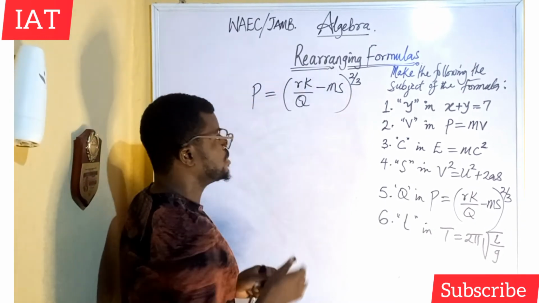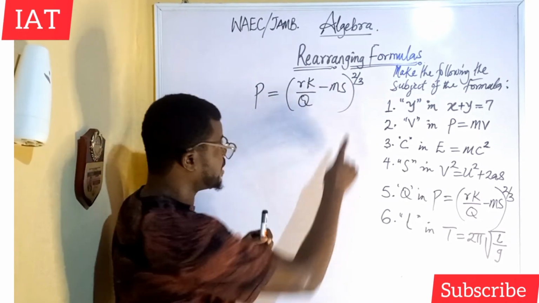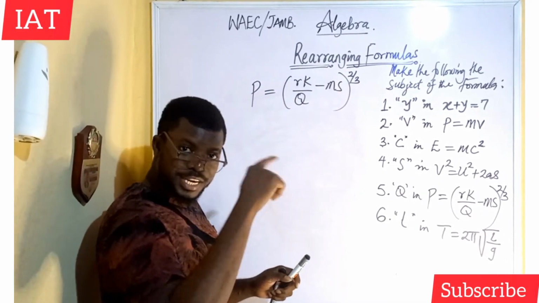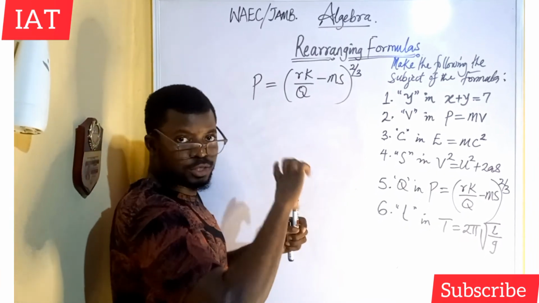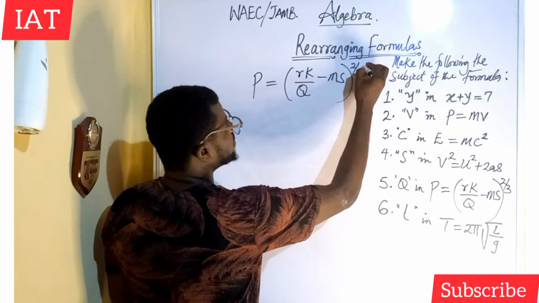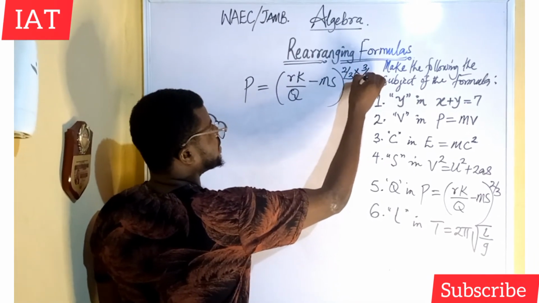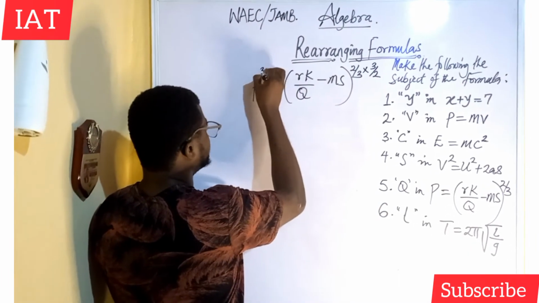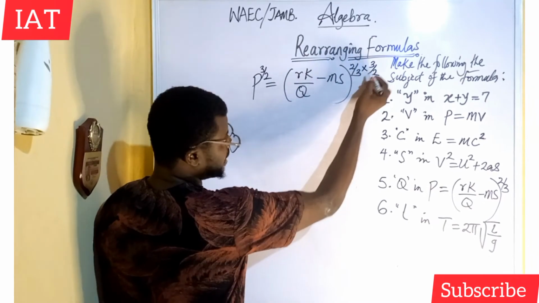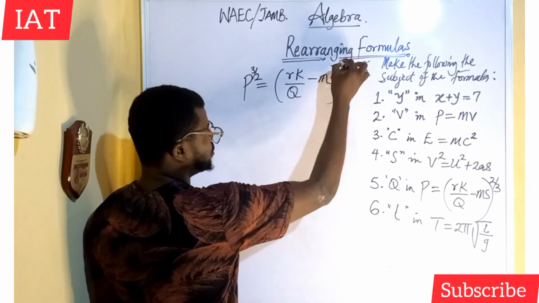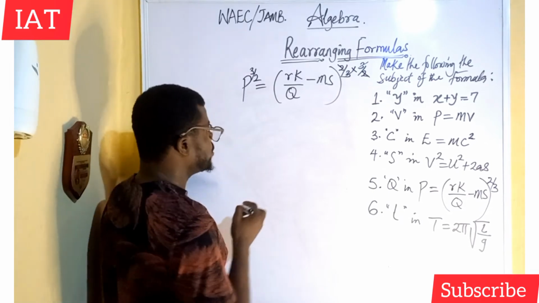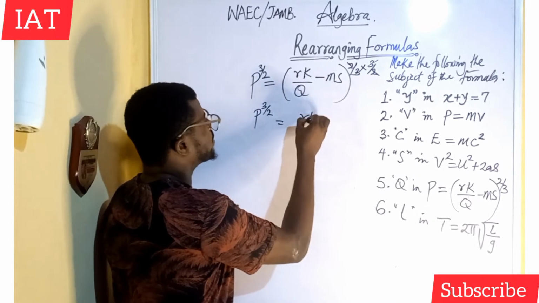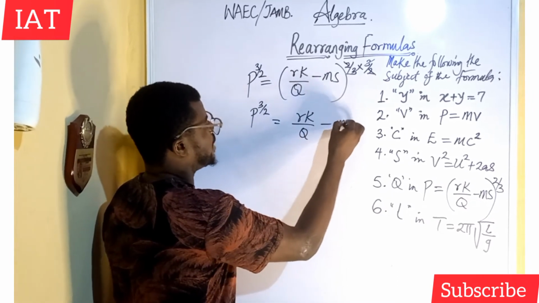So how do we remove this? The simple way to remove this is to take the inverse of this. What do we mean by inverse? The reciprocal of 2 over 3 is 3 over 2, meaning you have to flip it, turn it upside down. So I will multiply this by 3 over 2, that is the inverse, and whatever you're doing to the right hand side, you must do the same to the left hand side. I'll still multiply this by 3 over 2. And if you do that, you can see that 3 can cancel out with 3 and 2 will cancel out with 2, definitely. So what you'll be having here is p to the power of 3 over 2 equal to, we have root k over q minus ms.